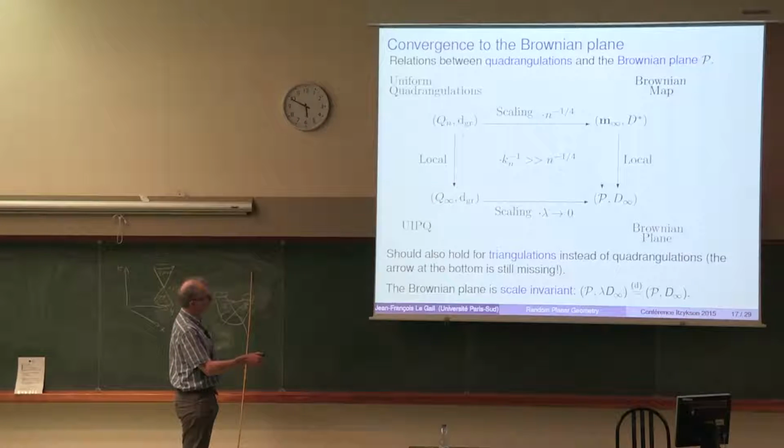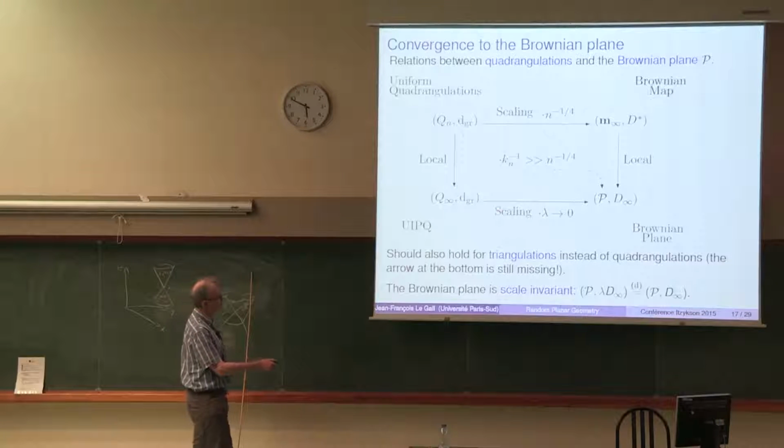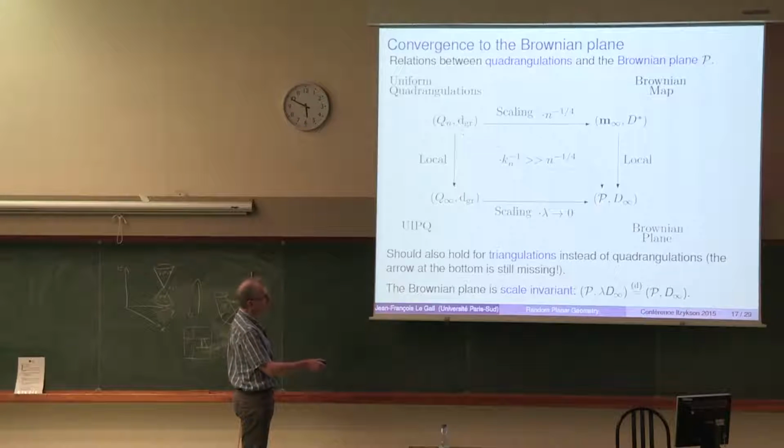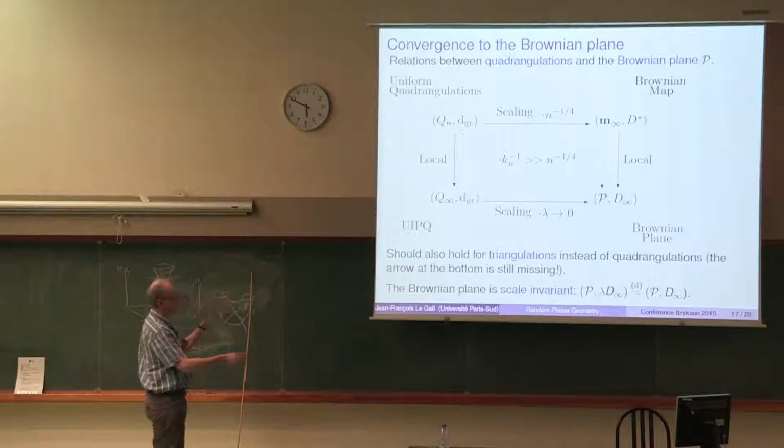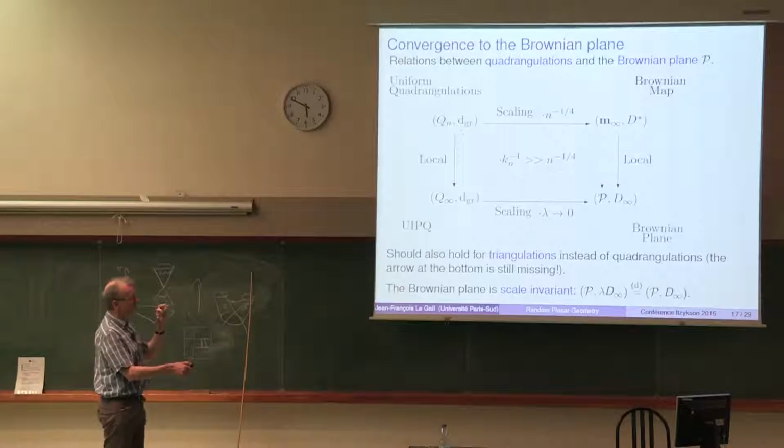by a factor tending to 0, and then these objects converge in a suitable sense toward the limiting object, which is the Brownian plane, which can also be obtained directly from the Brownian map. You start from the Brownian map and you look at what happens locally near a point chosen uniformly at random. You blow up the distance by a factor now tending to infinity, and this converges to the Brownian plane.